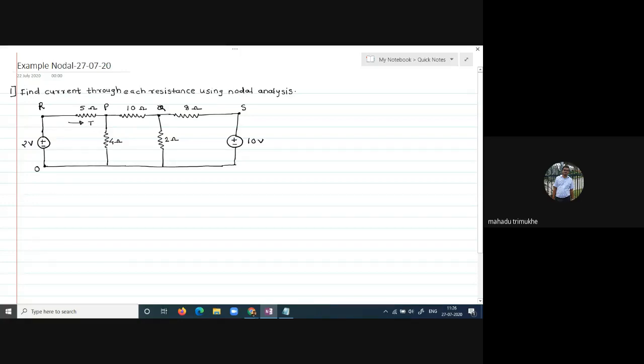The current flowing through the 5 ohm resistor is I1, then the 4 ohm is I2, then the current flowing through the 10 ohm resistor is I3, then the 2 ohm resistance is I4, then the 8 ohm resistance is I5.